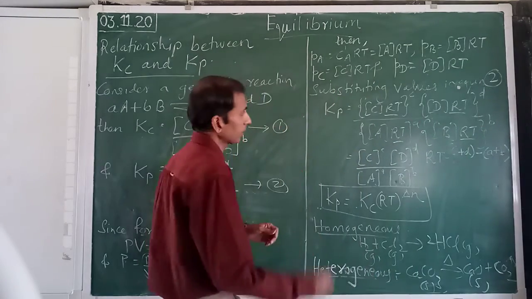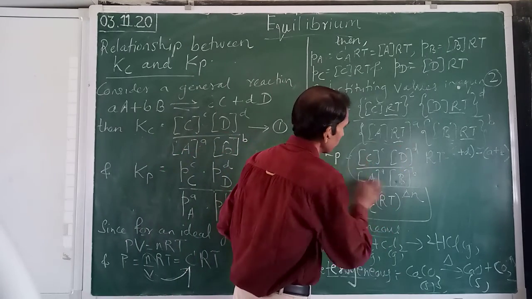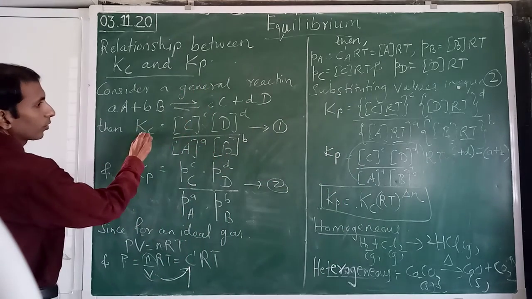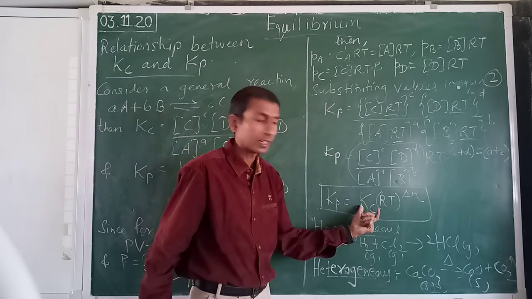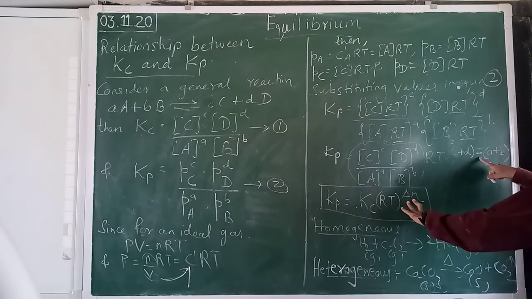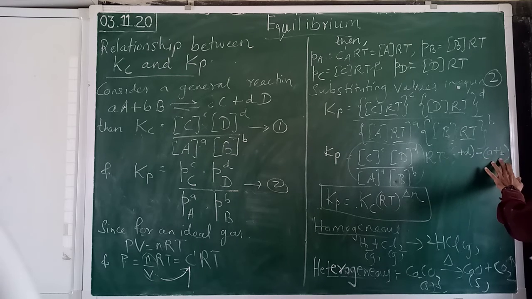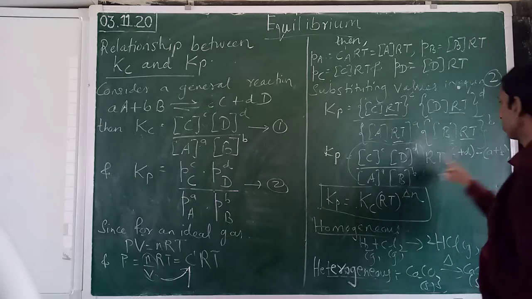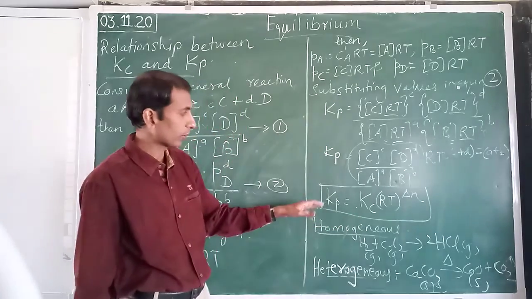After writing all this, what is this term? You know, this is the value of Kc. So instead of this you can write Kc into RT raised to delta n. What is delta n? It is the difference between the total number of moles of the products minus the total number of moles of the reactants. So this way we get the relation between Kp and Kc.